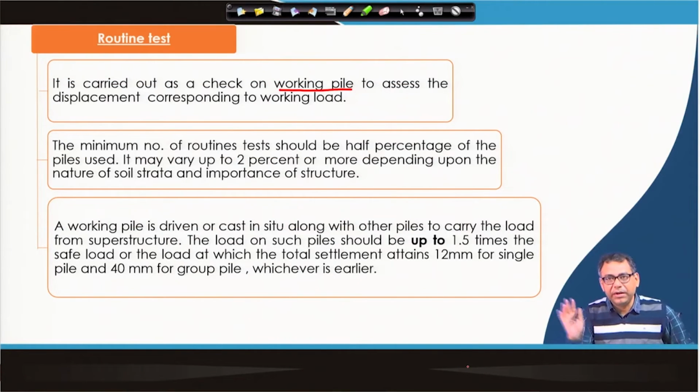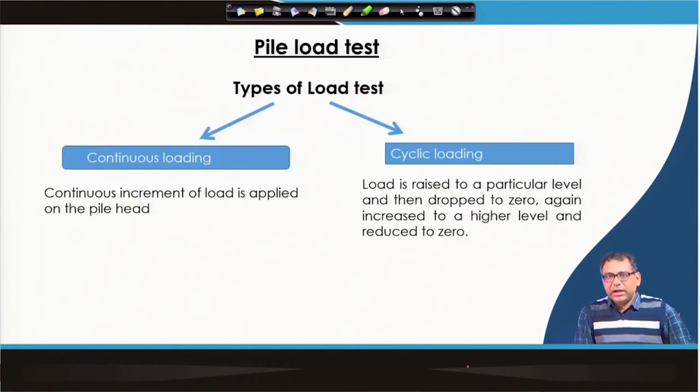We cannot go beyond 1.5 times the safe load, because these piles we have to use after the test, or the total load at which the settlement attains a value of 12 millimeter per single pile or 40 millimeter per group pile. So, whichever is earlier. Now, the pile load test can be of 2 types. One is continuous loading and the other is cyclic loading.